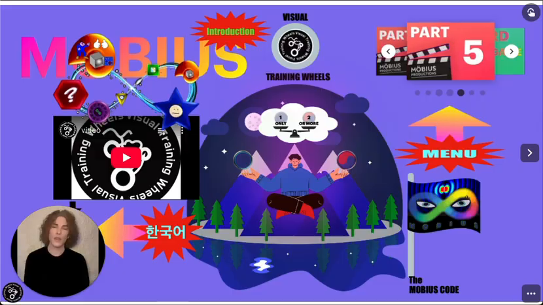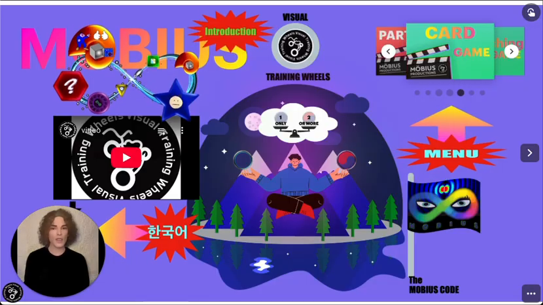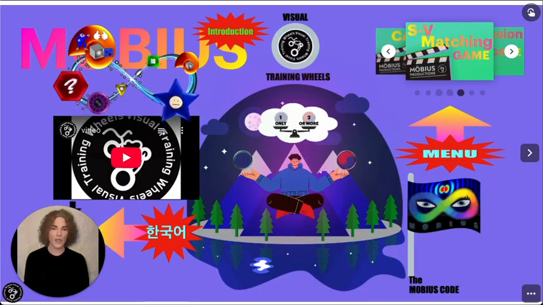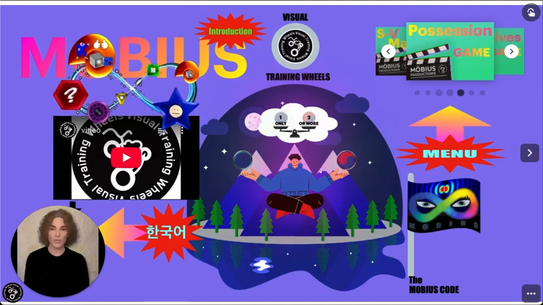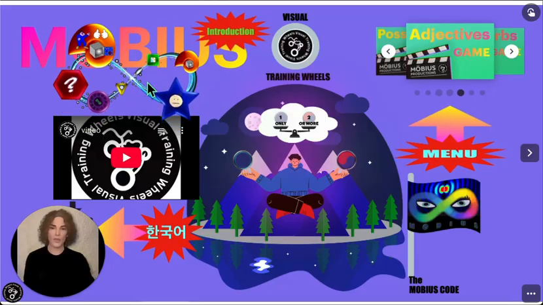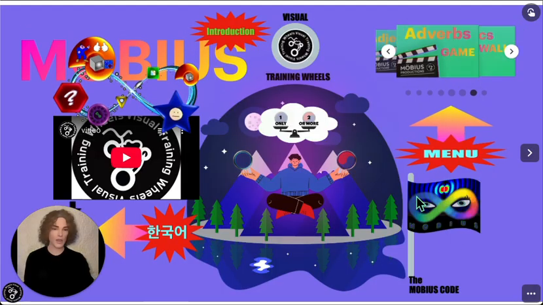So let's talk about Mobius for a couple minutes as an introduction. You can see this splash page. Over here at the top is floating and bouncing up and down the word Mobius, which is the card game you see down here in the bottom right-hand corner.